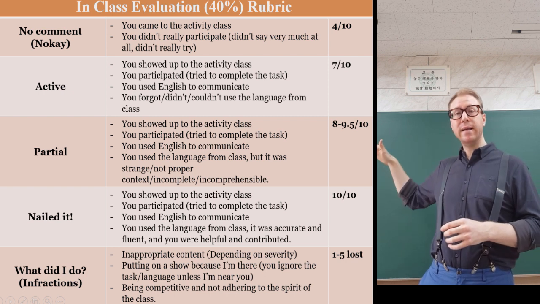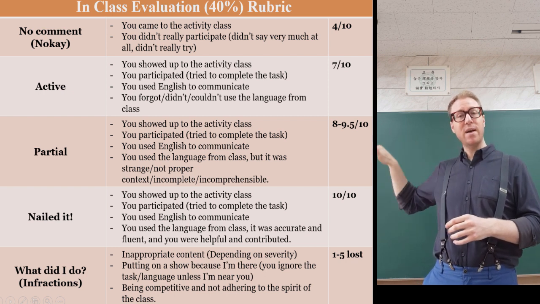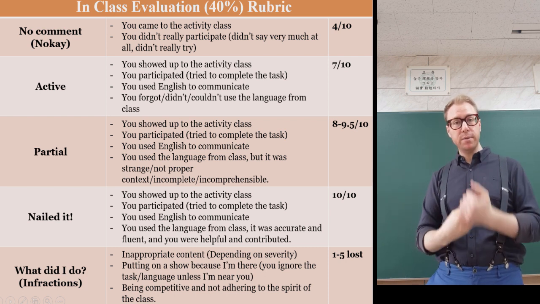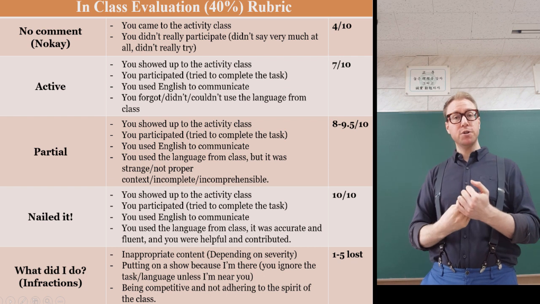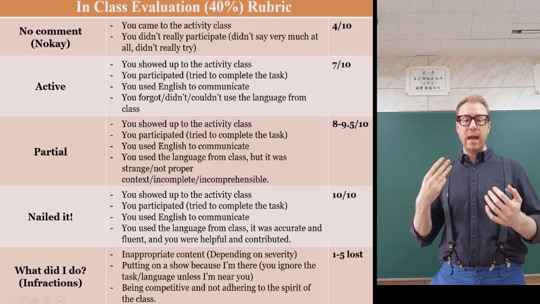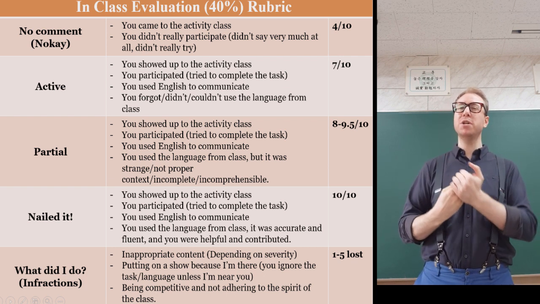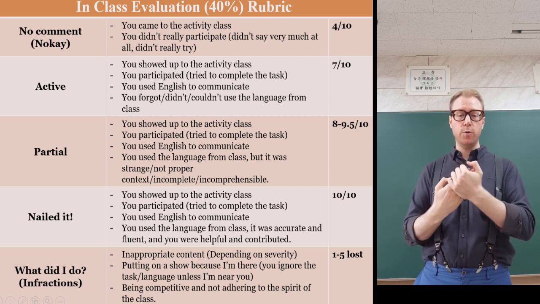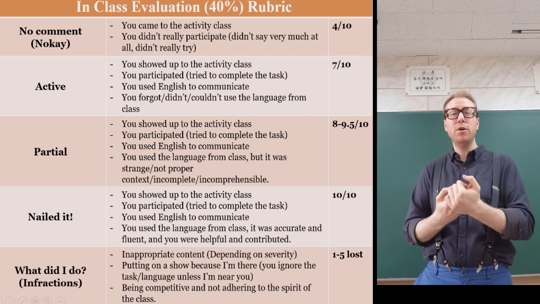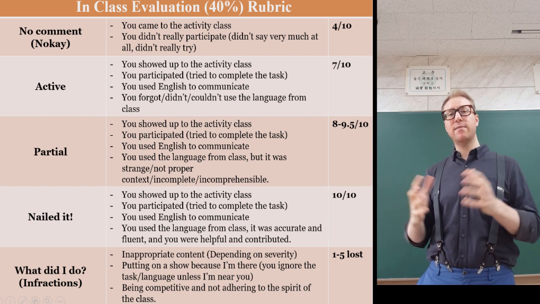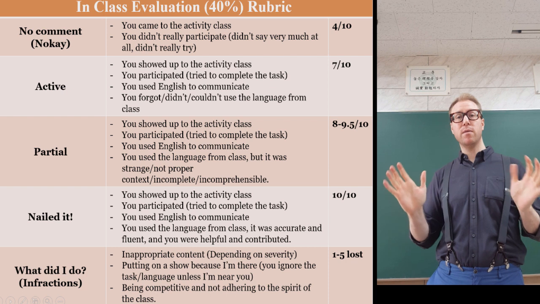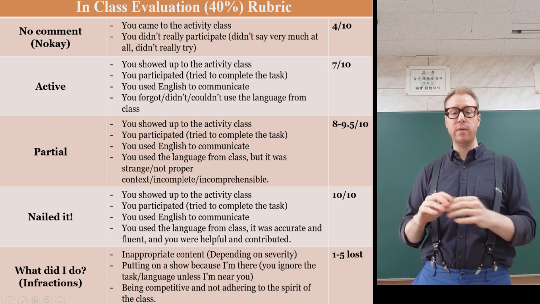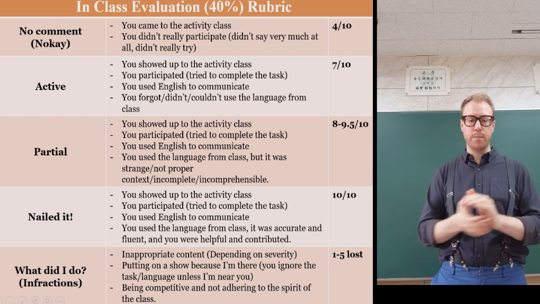The next category is the active category. That's 7 out of 10. That means you showed up, you participated, you tried to complete the task, you used English to communicate pretty much the whole time, and you either unfortunately forgot to use the language or you felt like you couldn't use it, and that's a 7 out of 10. And again, if you're active and you're trying, that's most of the activity. I'm glad that you're doing that. So that's 7 out of 10 marks.